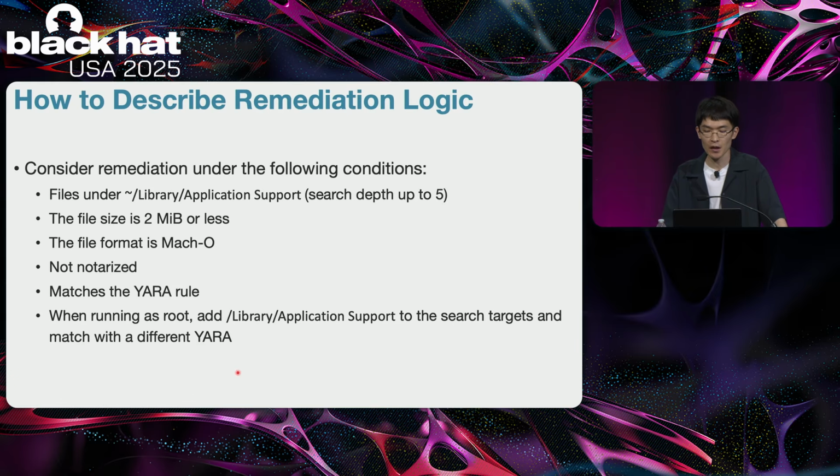Remediation logic can sometimes get complicated, and when it does, the code tends to become quite verbose. For example, let's say we want to delete a file only if all the following conditions are met. The target file is located in the Library Application Support directory. Its file size is 2 megabytes or smaller. Its format is Mach-O, not notarized. It matches a specific YARA rule. And if the scanner is running as root, an additional directory should also be scanned.